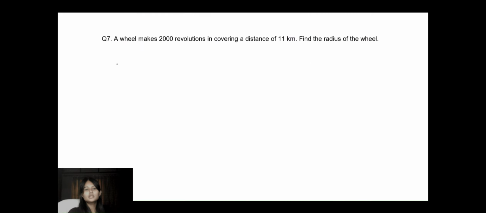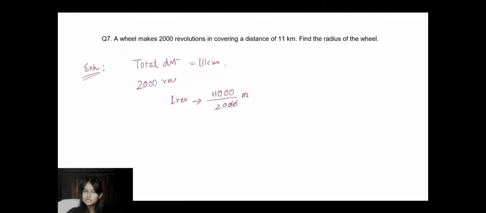A wheel makes 2000 revolutions in covering a distance of 11 km. Find the radius of the wheel. Total distance it has covered is 11 kilometers. Total revolutions is 2000. Then for one revolution it covers 11,000 divided by 2000 meters, right? That is nothing but 5.5 meters. So one revolution covers 5.5 meters.